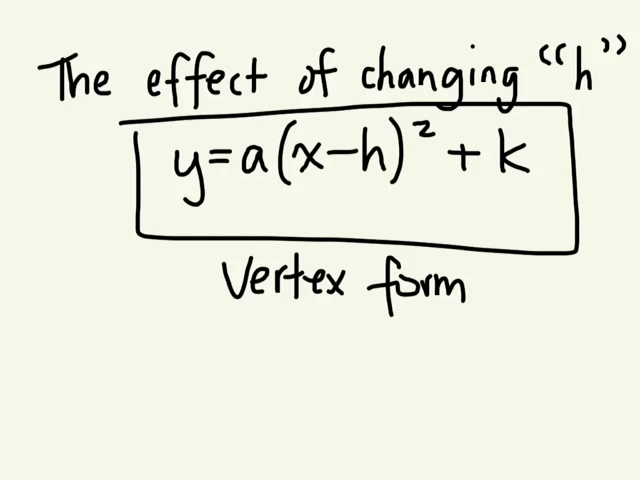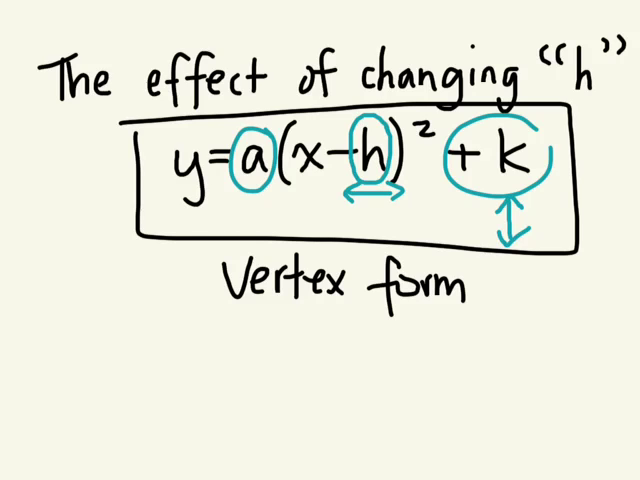Yesterday you looked at the effect of changing a. What does a tell you? Let's just do a quick review. Okay, so a tells us if it's going to open up or down, if it's going to be skinnier or wider. What does k tell you? Remember this from yesterday? So k tells us if it's going to shift up or down. Does anyone have a prediction about what h might be? If it's shifting side to side, let's check, okay?